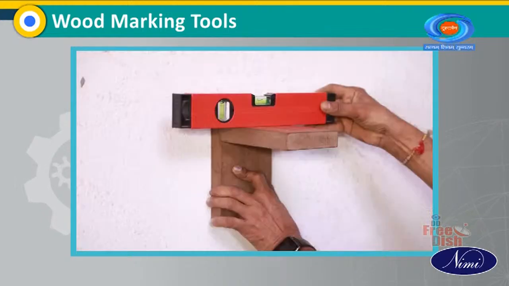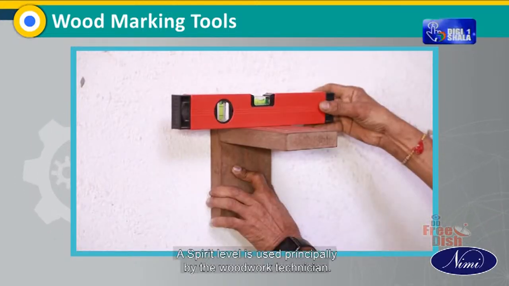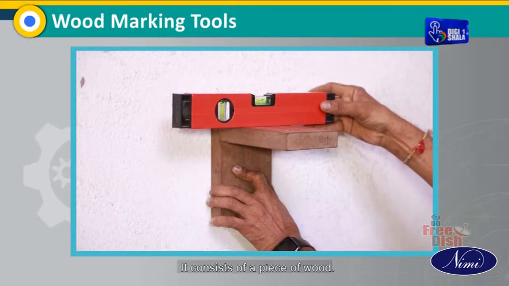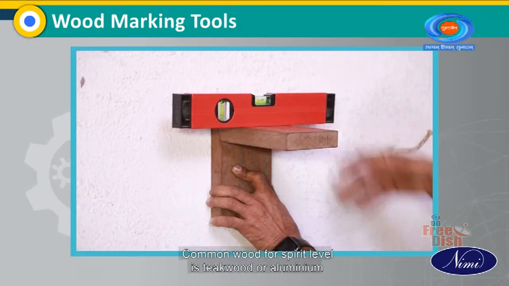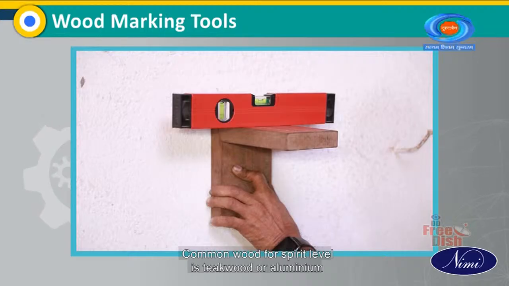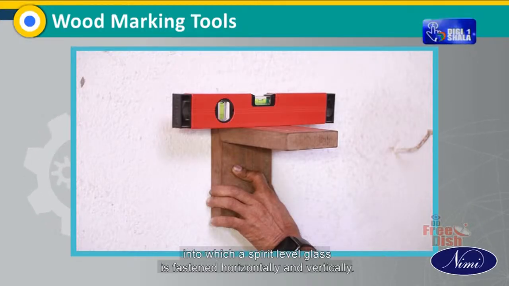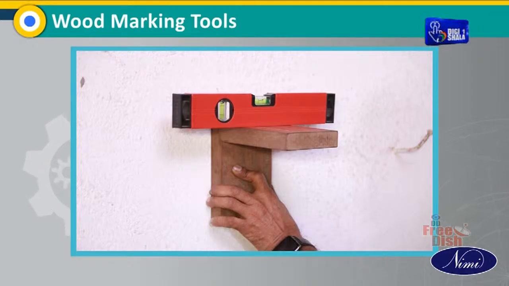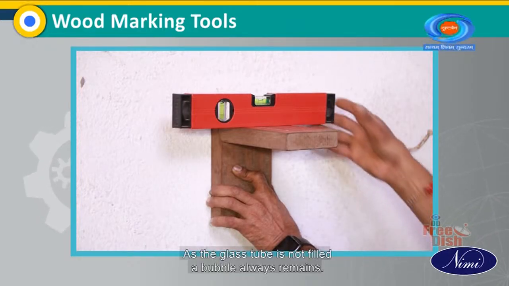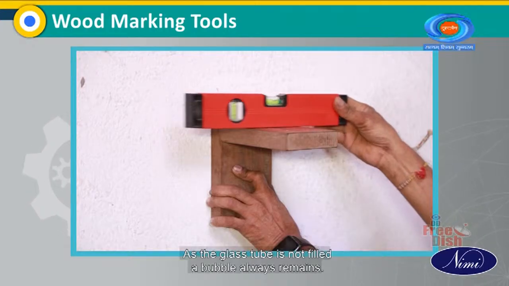Spirit level. A spirit level is used principally by the woodwork technician. It consists of a piece of wood. Common wood for spirit level is teak wood or aluminium, into which a spirit level glass is fastened horizontally and vertically. As the glass tube is not filled, a bubble always remains.